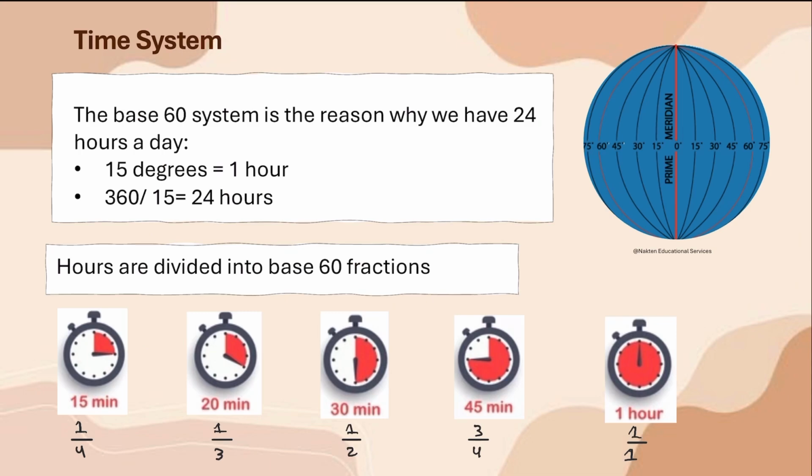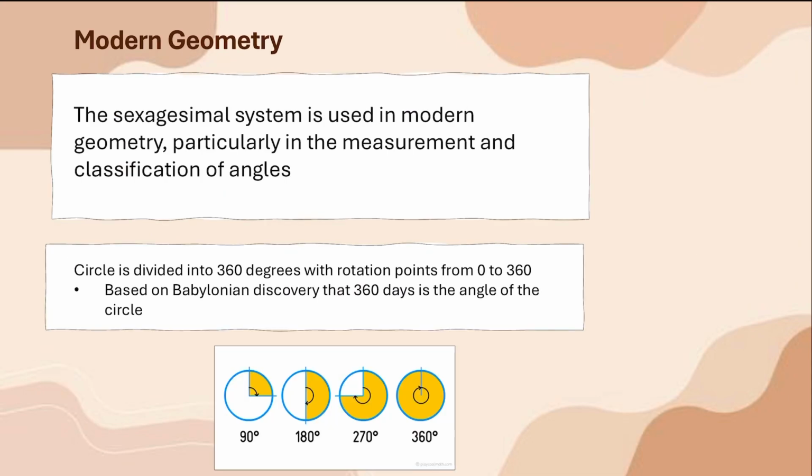Babylonian mathematics continues to shape the modern world. Their sexagesimal system is the basis for how we measure time, as there are 24 hours in a day. Each hour is divided into 60 minutes and each minute into 60 seconds. The same system is also used in geometry.